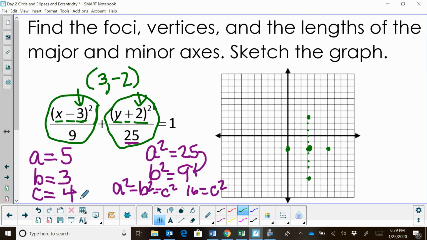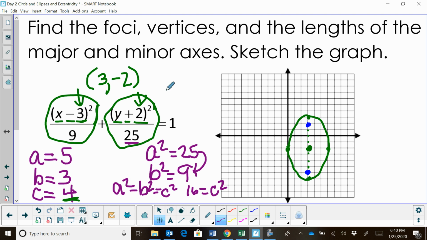Now the foci always fall on the major axis. So we're going to go back and count up 4 and down 4 on the major axis, and those blue points, those are where the foci are. And now we can connect and draw our ellipse. So there's our ellipse with a major and minor axis and the foci.